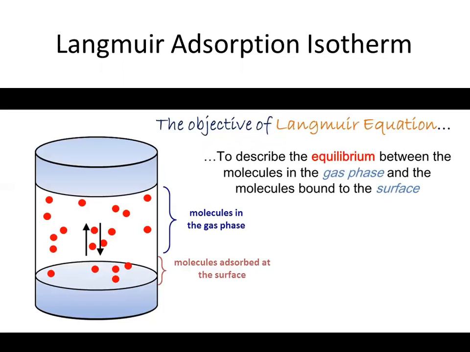First, what is the objective of the Langmuir equation? This is going to describe the equilibrium between the molecules in the gas phase and the molecules bound to the surface. Let's suppose this is the cylinder, and here what is happening? You have put some molecules which are in the gas phase, and this is the surface, and molecules are going to adsorb on the surface. So there is the equilibrium between the adsorbate and the adsorbent.